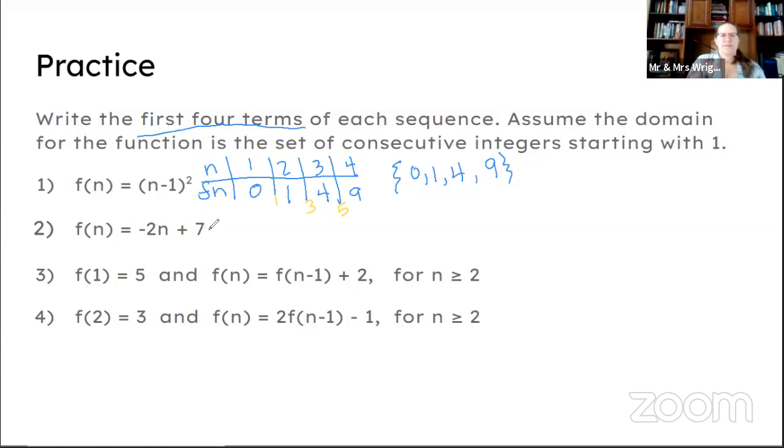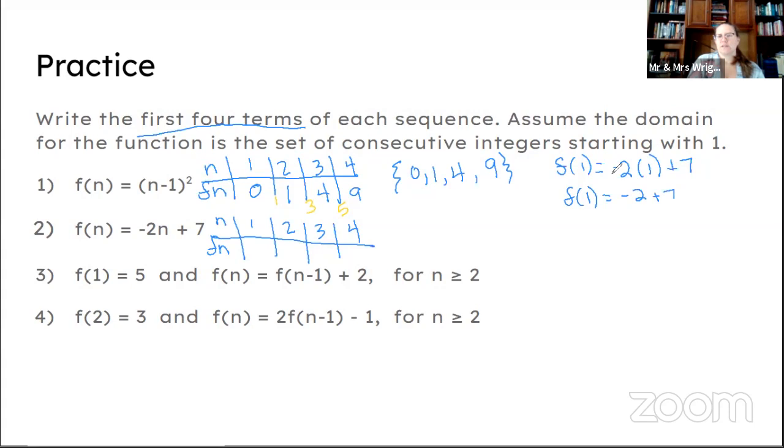All right, here we have the second one. It's helpful to go ahead and write the chart: 1, 2, 3, 4. Okay, so again, we're going to plug in all of these n's where the variable is right there. I want to start with f of 1 is -2 times 1 plus 7. F of 1 is -2 times 1, which is -2, plus 7. F of 1 is 5.